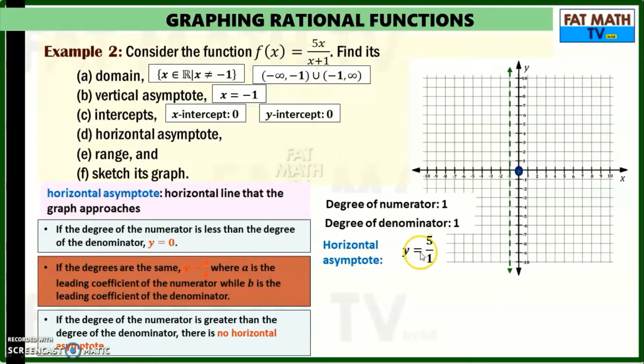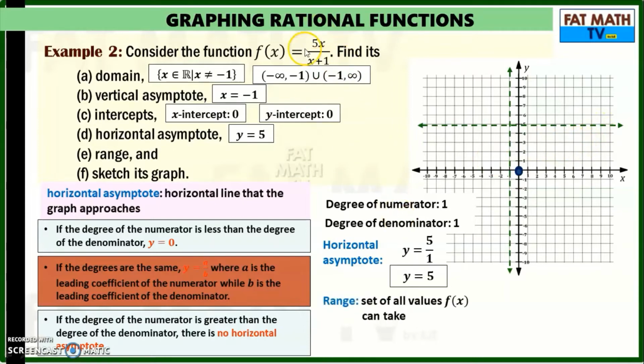So 5 over 1. 5 is the leading coefficient of the numerator. 1 is the leading coefficient of the denominator. And 5 over 1 is 5. So y equals 5 is the horizontal asymptote, the equation of the horizontal asymptote. That's an equation of a horizontal line that passes through y equals 5 on the y-axis. So that's the horizontal asymptote, y equals 5.